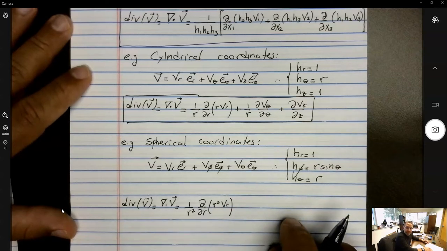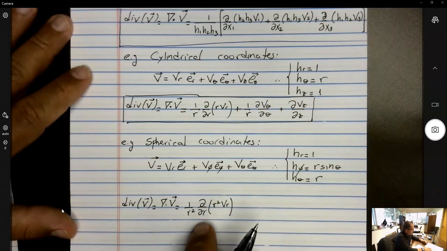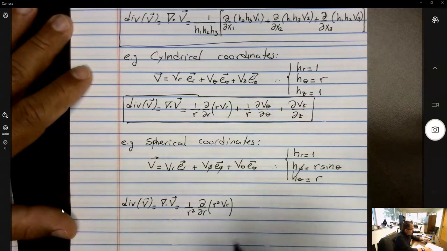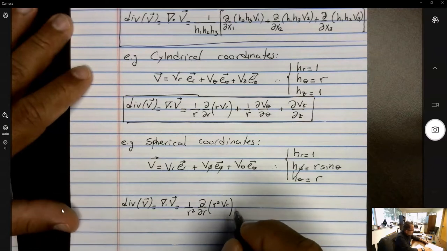All right. So that's the first term. By the way, this is the first term in the scalar expression. There's no E1 associated with this. Again, this is divergence, which is a scalar operator.